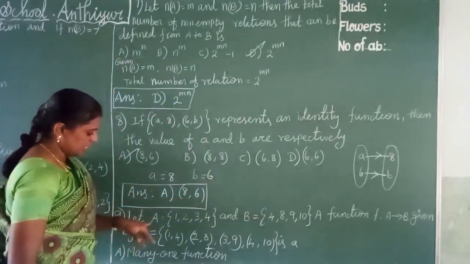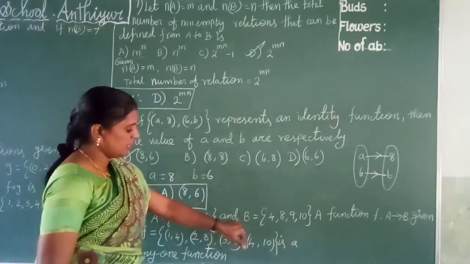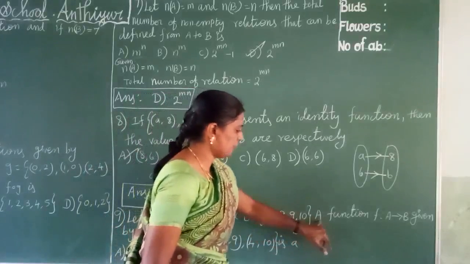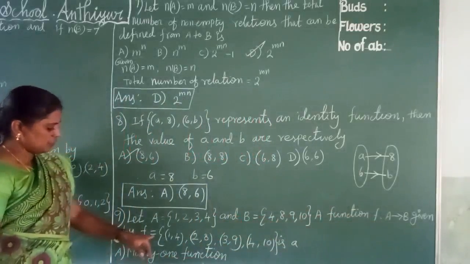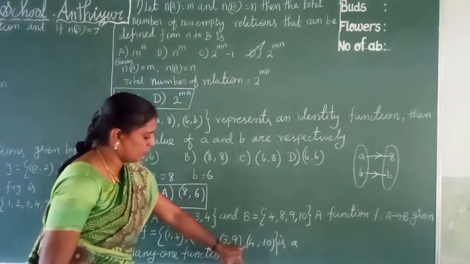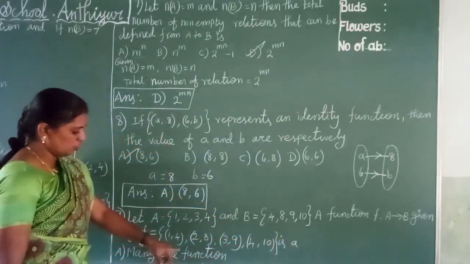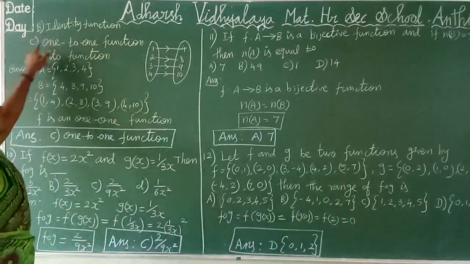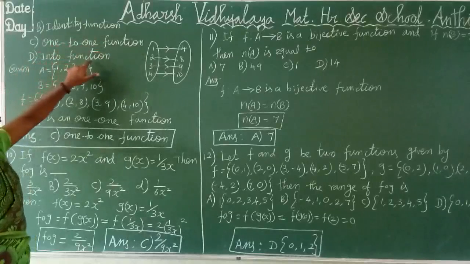Ninth one. Let A = {1, 2, 3, 4} and B = {4, 8, 9, 10}. A function f from A to B given by f = {(1, 4), (2, 8), (3, 9), (4, 10)} is: option A, many to one function; B, identity function; C, one-to-one function; D, into function.